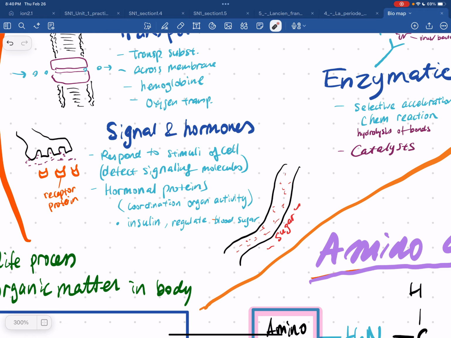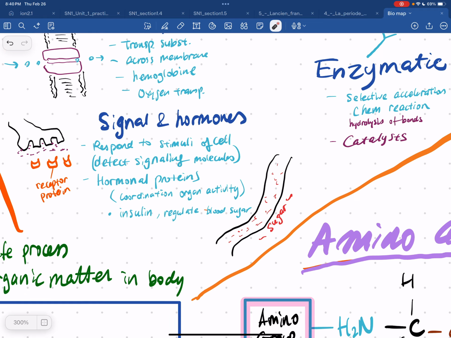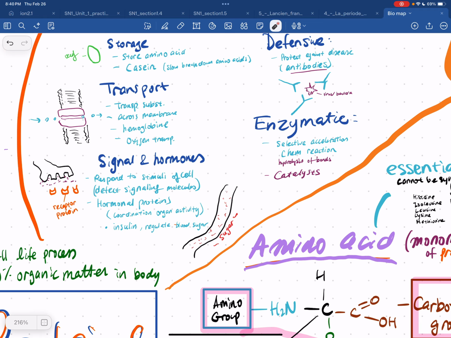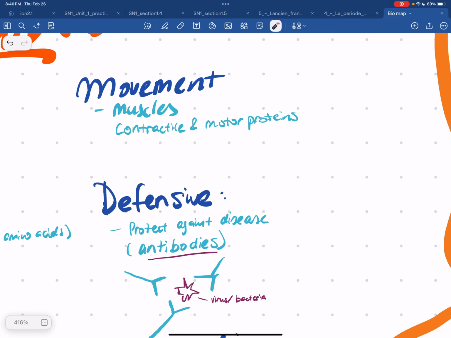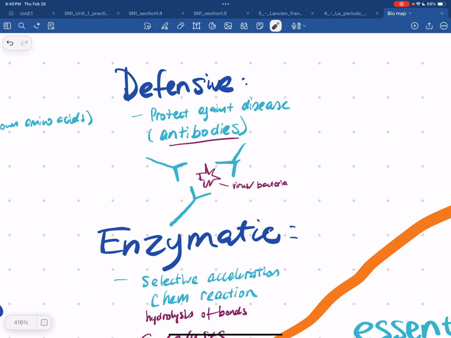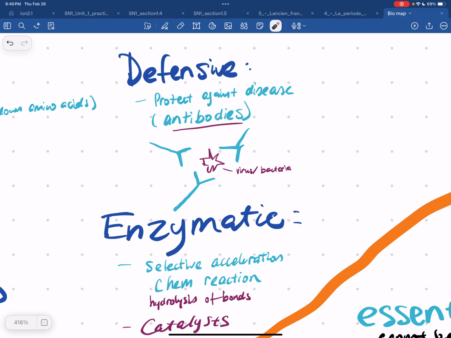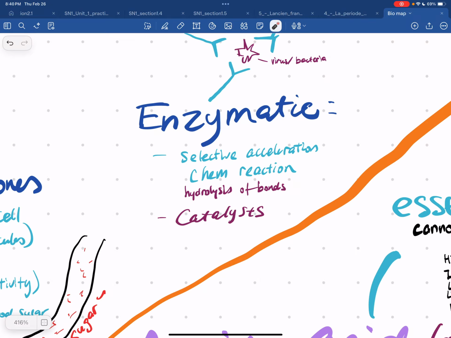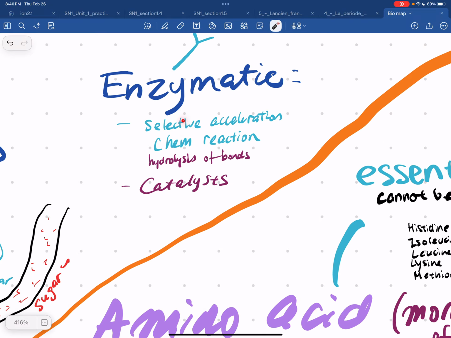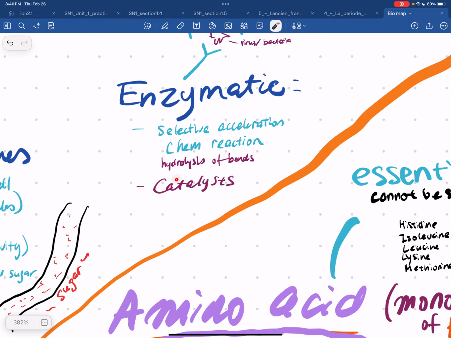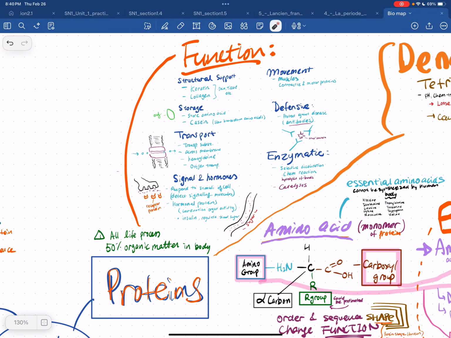Hemoglobin, oxygen transport. Signaling: hormones respond to stimuli, detect stimuli, hormone coordination. Receptor movement, so muscle protein, motor proteins. Defensive: antibodies against disease, virus, bacteria. And enzymatic: selective acceleration of chemical reactions, hydrolysis of the bond, and these are all catalysts. Yeah, I went over like 10 slides in like one breath right now.